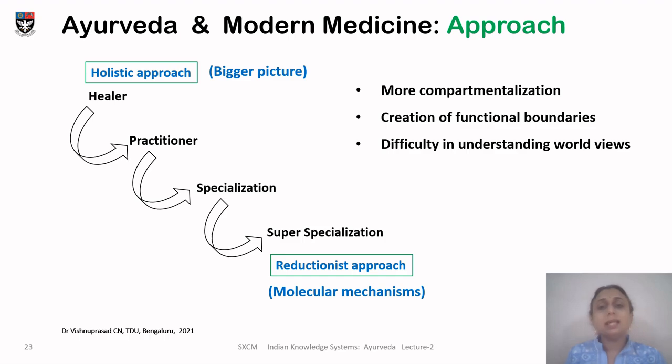What this has done is there has come in more compartmentalization. Functional boundaries have been created so that different super specializations exist in their own right. And this has led to a difficulty in understanding worldviews. This has led to a narrower but in-depth approach where we have lost touch with the bigger picture. So modern medicine is more reductionist in its approach, whereas Ayurveda is more holistic.